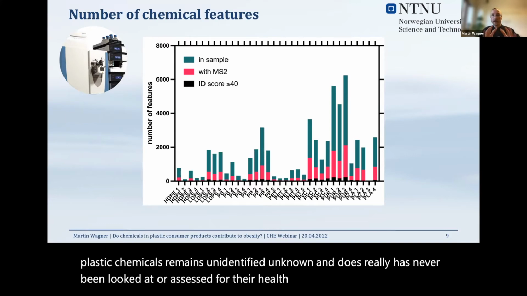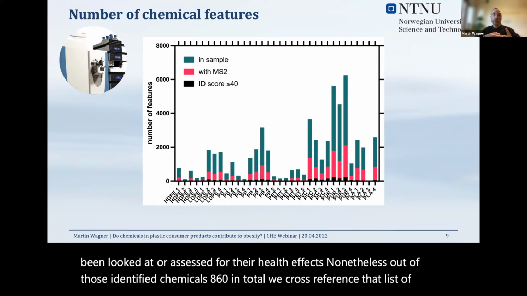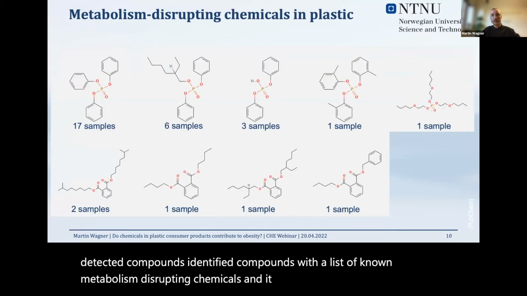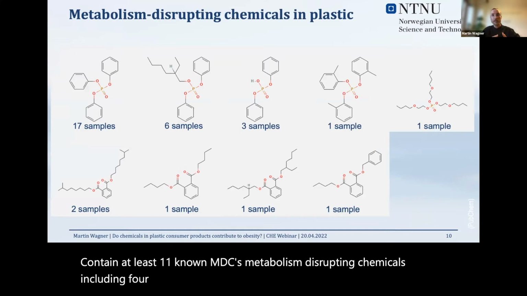Nonetheless, out of those identified chemicals, 860 in total, we cross-referenced that list of detected compounds, identified compounds, with a list of known metabolism-disrupting chemicals. And it turns out that plastics actually contain at least 11 known MDCs, metabolism-disrupting chemicals, including 4 phthalates used as plasticizers and 6 organophosphates probably used as flame retardants.